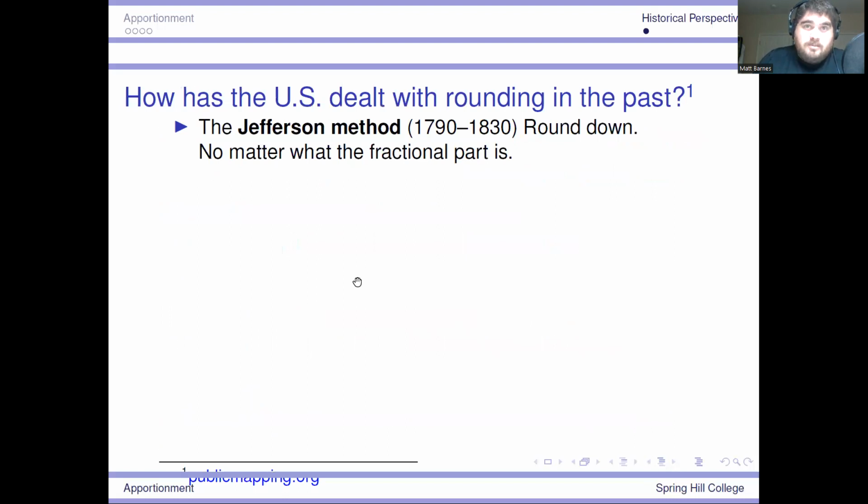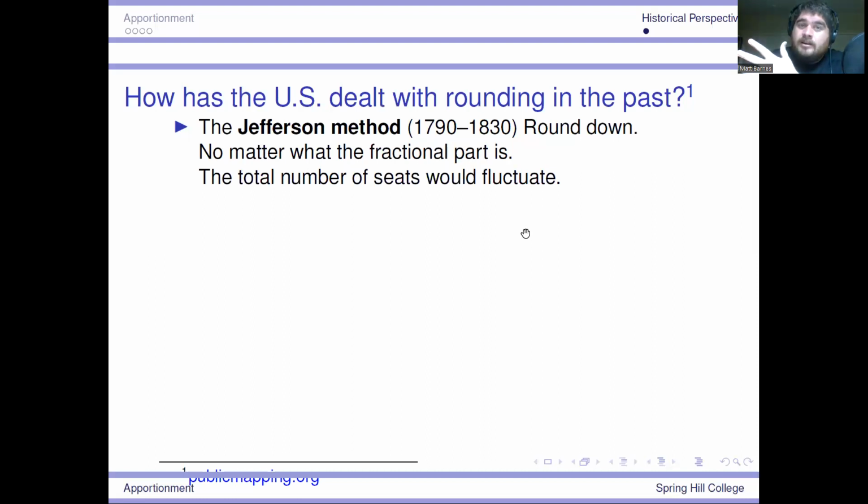Well, this is not a new problem, right? This has been the way things have been apportioned in the US since the start. So we want to look at some of the methods used historically, and maybe we can glean some insight from that. So first, we had what we call the Jefferson method, which was just round down no matter what. You get your standard quota, round it down, everybody gets their lower quota.